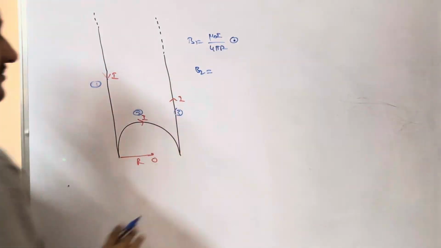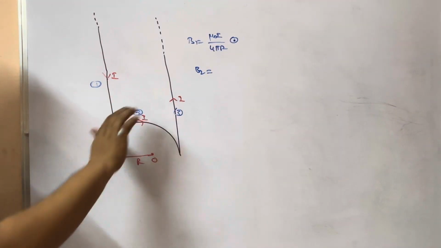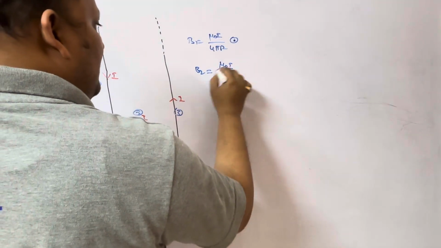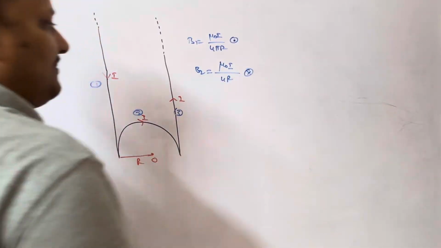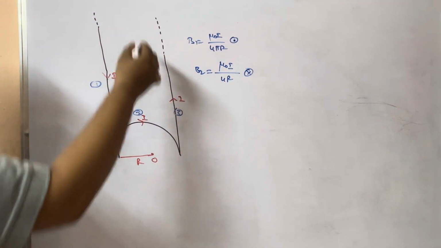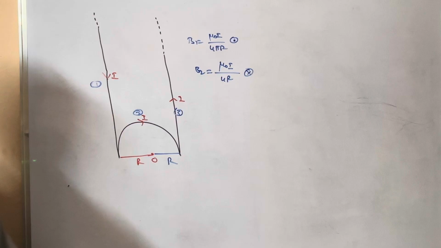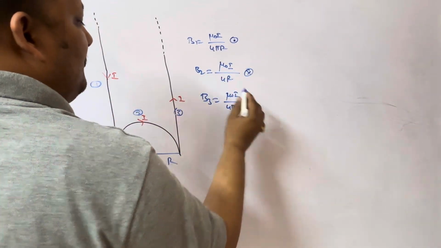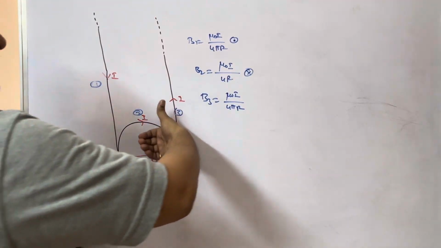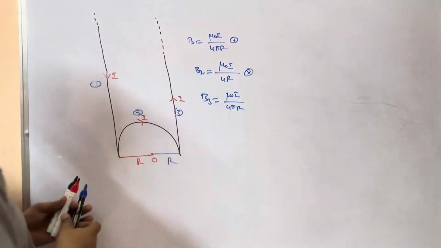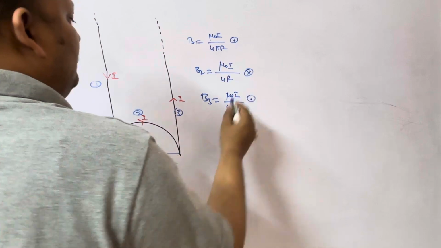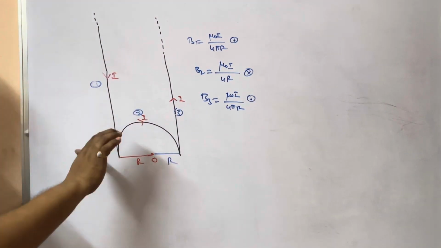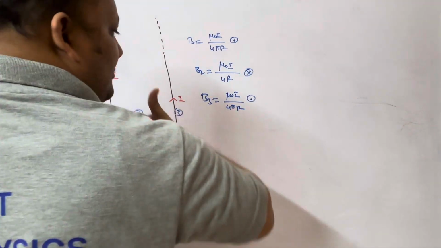Now what is B2? Circular arc. Current is going like this. Magnetic field is into. Therefore, circular arc means mu naught I by 4R. Magnetic field is into. Again, this is infinite wire at one end. Infinite wire at one end means B3 is equal to mu naught I by 4 pi R. So, current is going upwards, magnetic field is outside. Correct? So, here it is going to be outside, this is inside, this is also going to be outside.